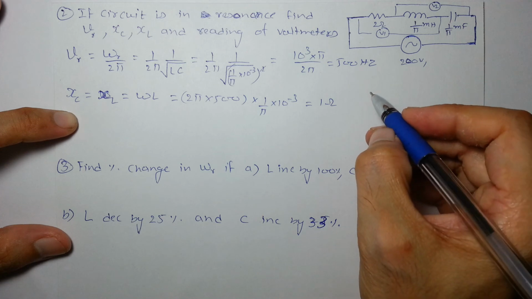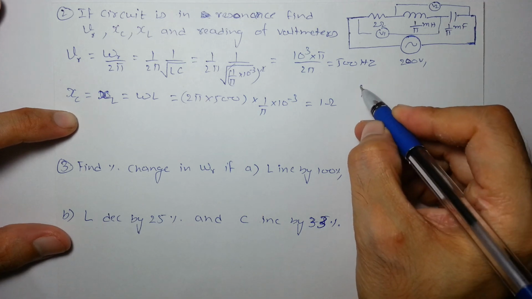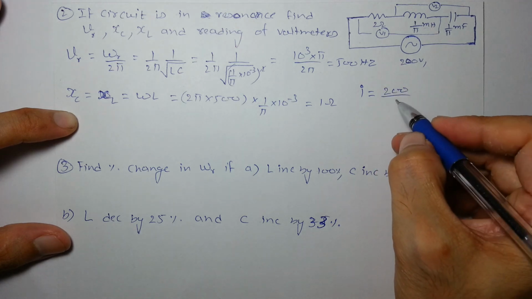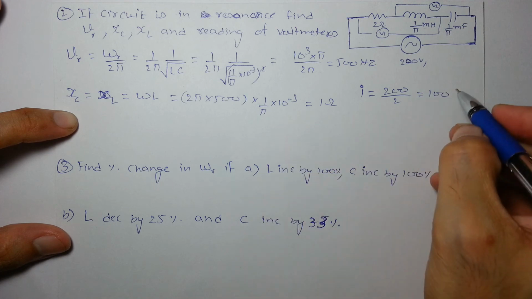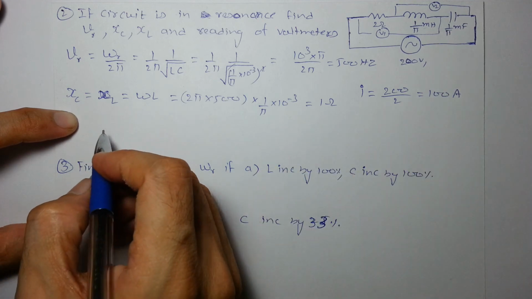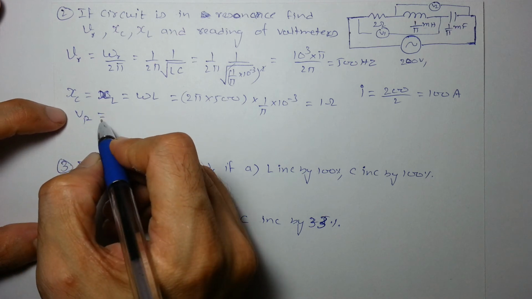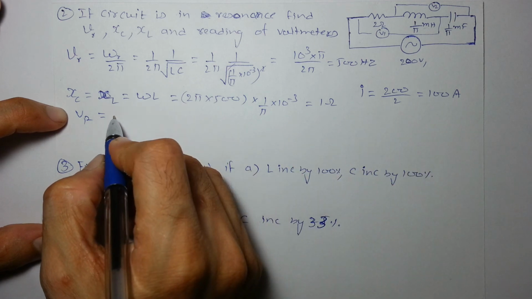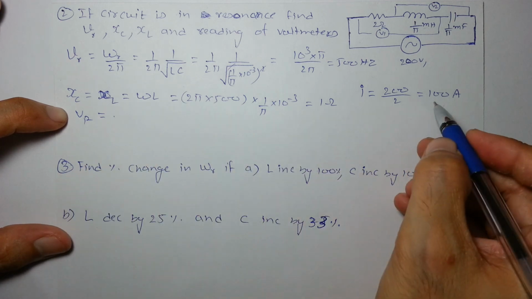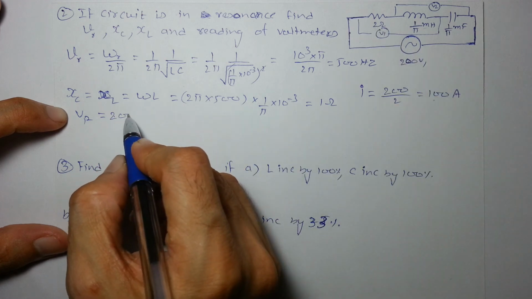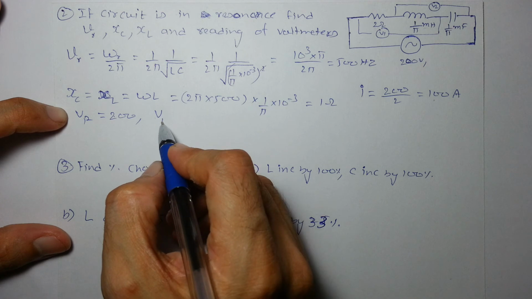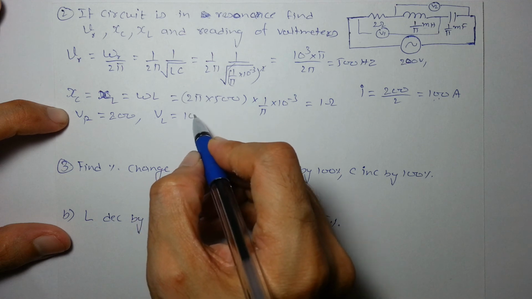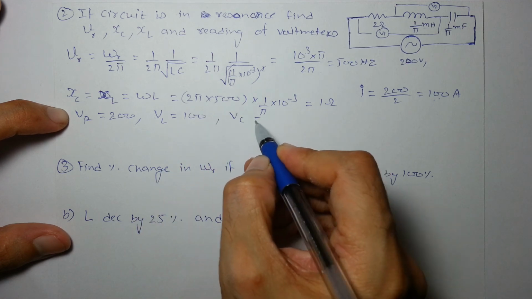Reading of voltmeters. Reading of V1. For that we have to calculate I. I is how much? 200 by R, which is 2. So 100 ampere is the reading of current. What about VR? I'm just taking their RMS values only. So VR will be how much? I into 2. So VR is 200. VL will be I into XL. I into XL is 1, so 100. And VC is also 100.